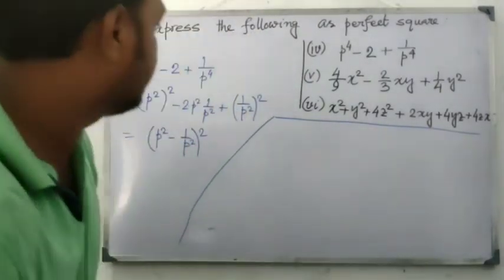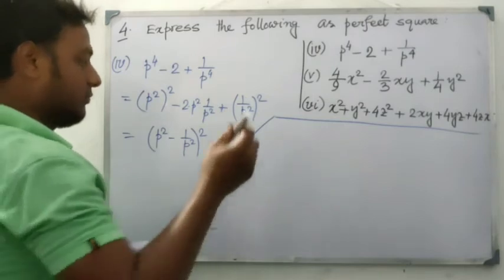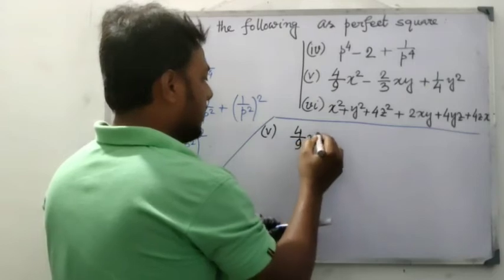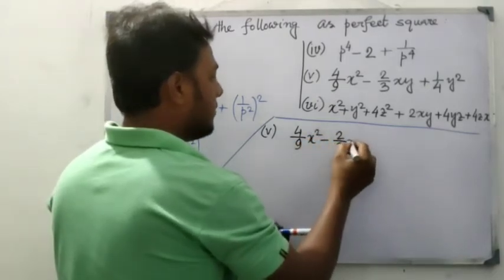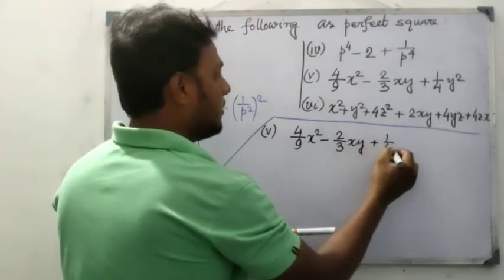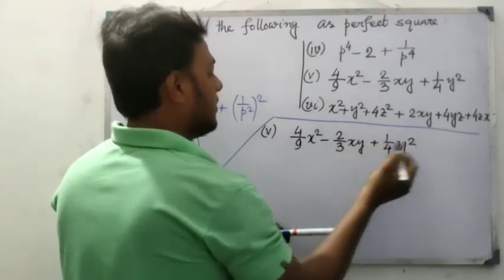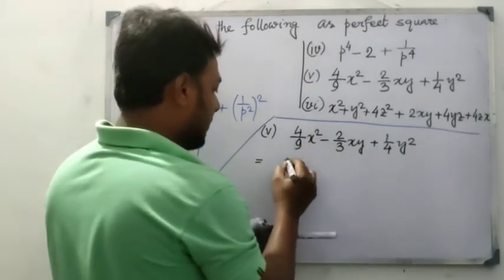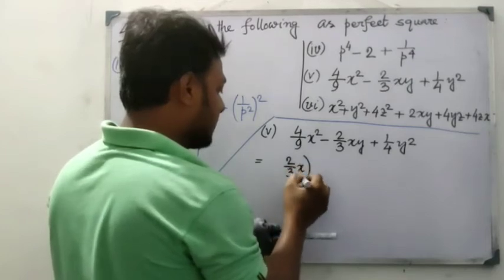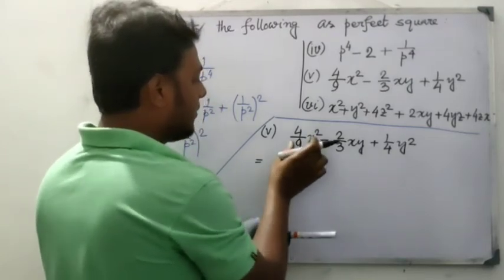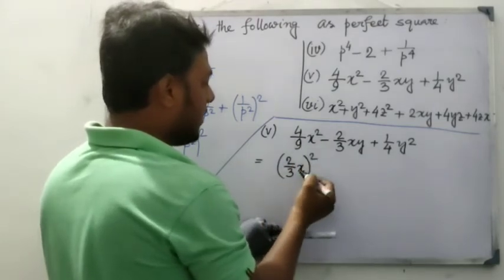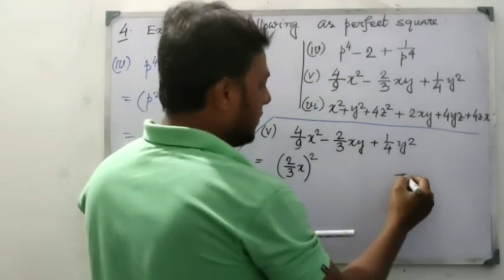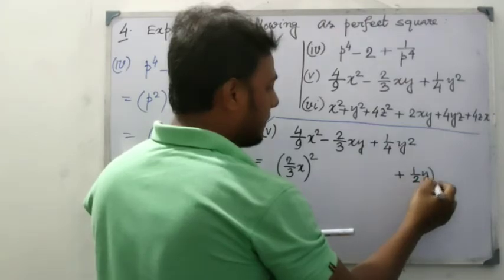Fifth one I am solving here. Fifth one is given: 4 by 9 into x square minus 2 by 3 into xy plus 1 by 4 into y square. So first express the first term as a whole square. It can be written as 2 by 3x whole square. See, this one and this one are identical: 2 square means 4, 3 square means 9, and x square. And if we convert the last one, it will be 1 by 2y whole square.